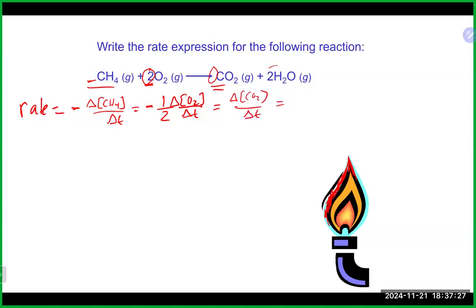And lastly here, we have a 2 for the coefficient. That would be 1 over 2 as it's a product. Again, you don't need the negative here. The change in the concentration of H2O over the change in time. Once again, if we knew any of the numbers for any of these, we could figure out how CH4 is changing with time, O2 is disappearing with time, and CO2 and water are appearing with time. Any questions on that there?